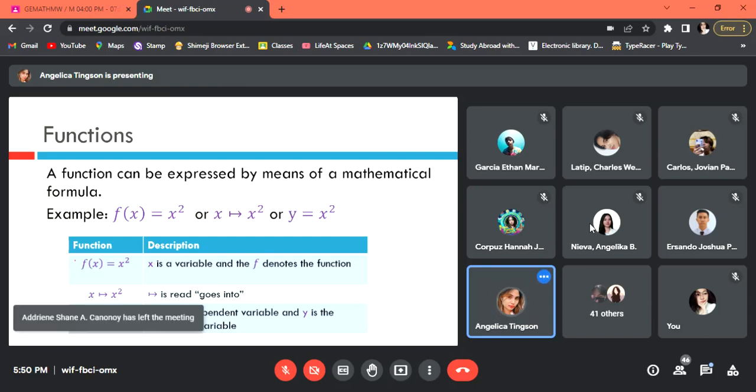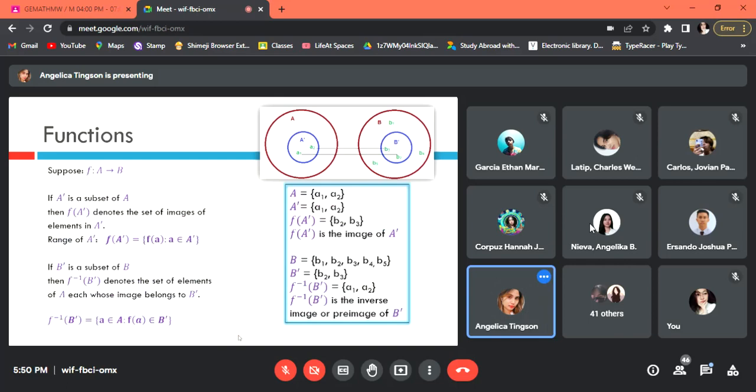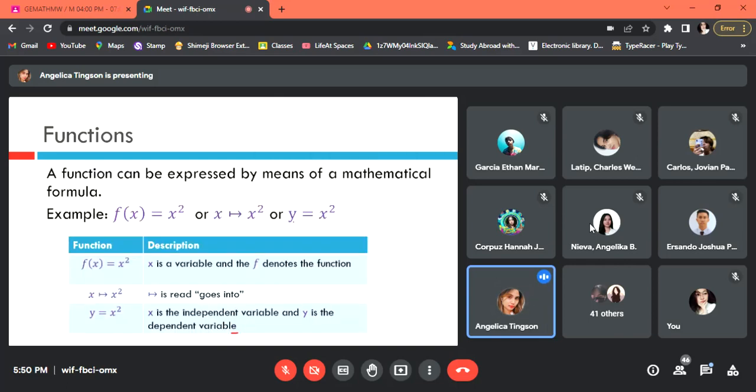So, ano bang ibig sabihin niyan? So, x goes into x squared, or y is equal to x squared. X is the independent variable and y is the dependent variable. Okay? So, for example, given itong function na to, this is called a function. Ito, function na yung tawag dyan.